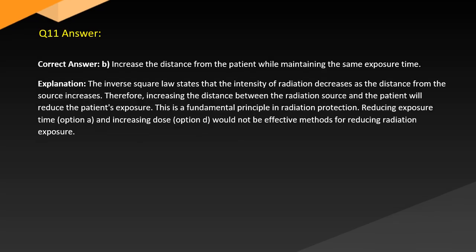Answer. Correct answer: B. Increase the distance from the patient while maintaining the same exposure time. Explanation. The inverse square law states that the intensity of radiation decreases as the distance from the source increases. Therefore, increasing the distance between the radiation source and the patient will reduce the patient's exposure. This is the fundamental principle in radiation protection. Reducing exposure time, option A, and increasing dose, option D, would be effective methods for reducing radiation exposure.